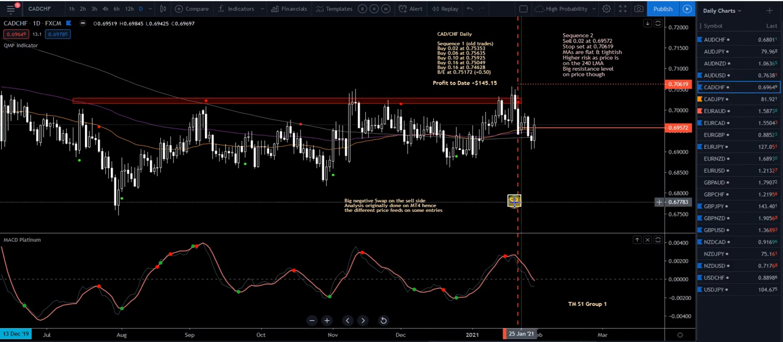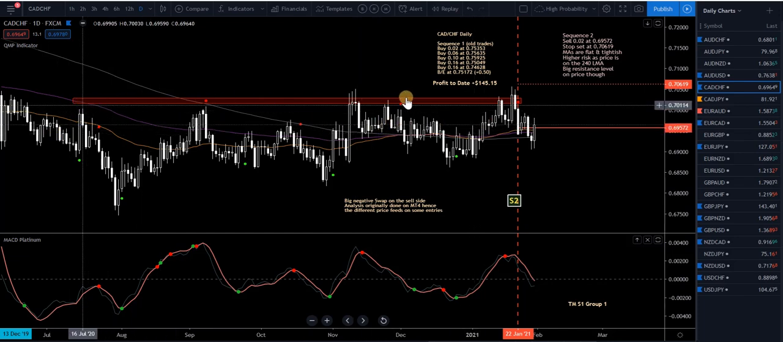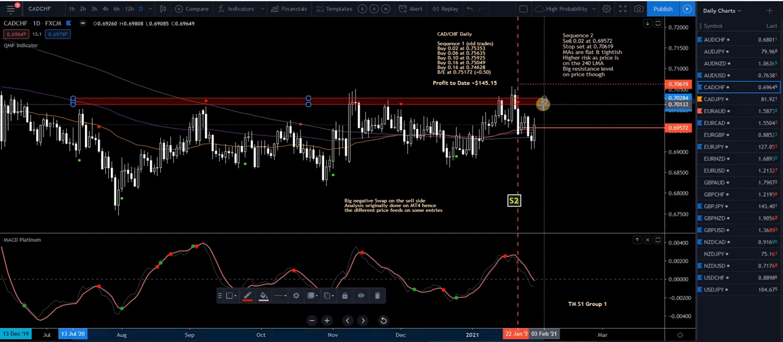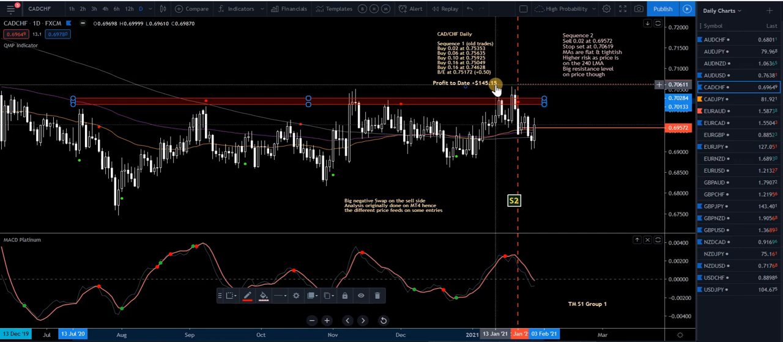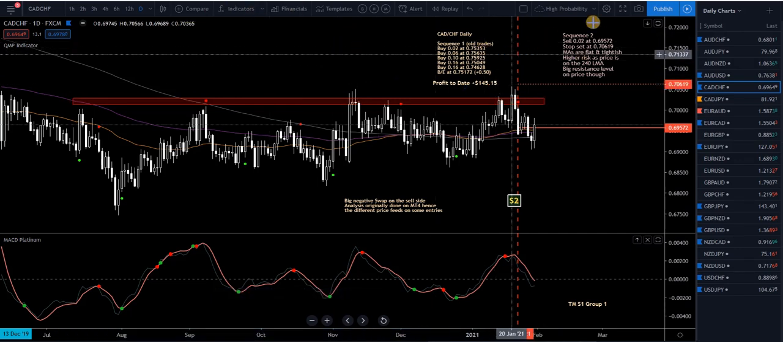Now, my last trade's this sell here. So look at this pair. It's just a sideways nightmare. Big resistance level up here. Probably extend that along a bit. Yeah, now you'll notice here, every week you see this on my video.